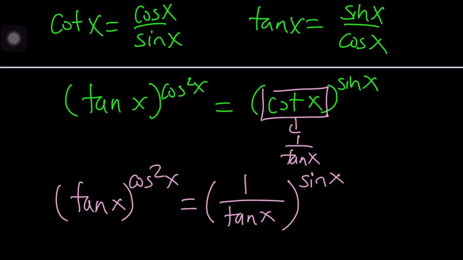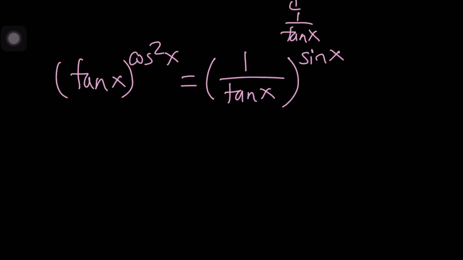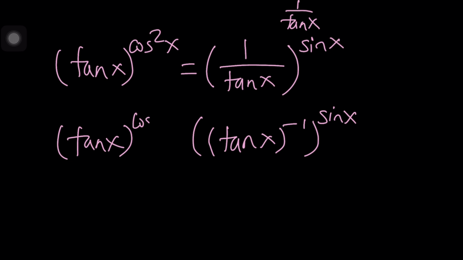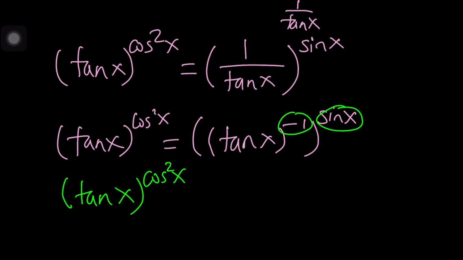Awesome. Now, they still don't have the same base, but one thing to keep in mind, rules of exponents, or rules of exponentiation, whatever you call it, 1 over tangent x can be written as tangent x to the power -1. You probably know that, right? And then, of course, I want to raise it to the power sine of x. And the left-hand side will be unchanged. Now notice that these two are exponents and can be multiplied. So that gives us tangent x to the power cosine squared x. And now when you multiply these, you get tangent x to the power negative sine of x.